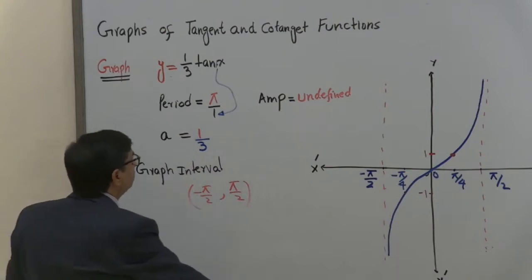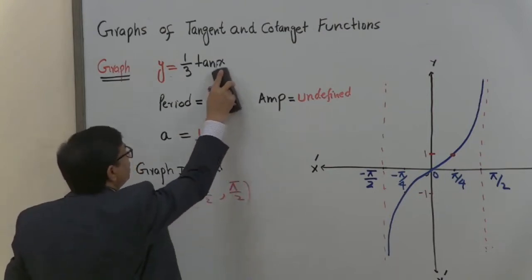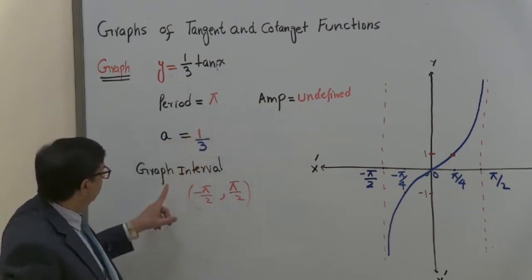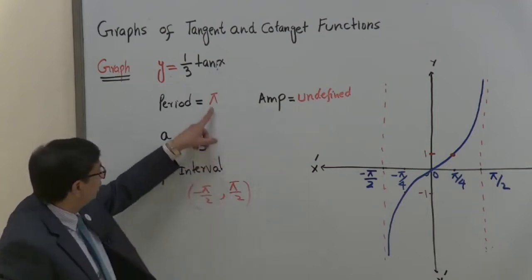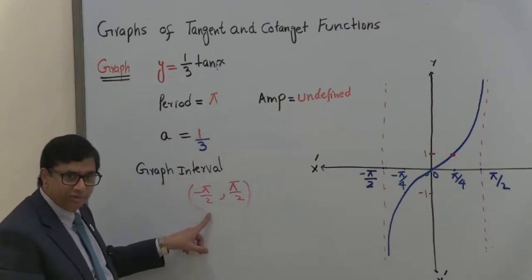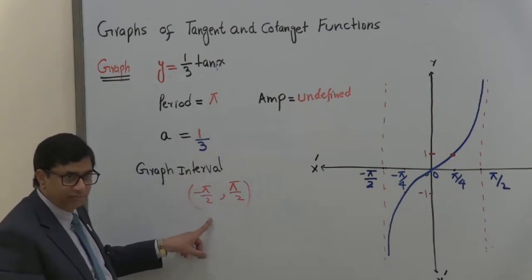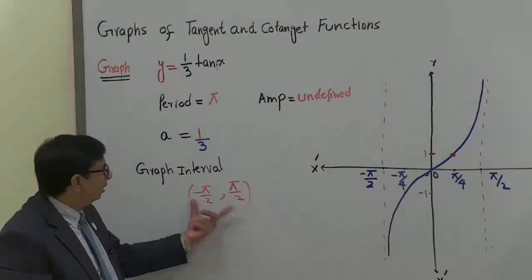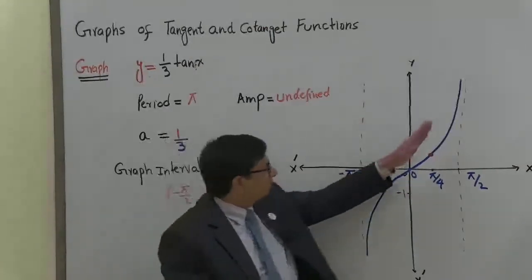Because the period is the same, pi, we take the graph interval by taking pi over 2 and negative pi over 2. This gives us a better view of the graph. So that's why we are taking this interval for its graph. So what will happen? Everything is the same. We draw the graph.